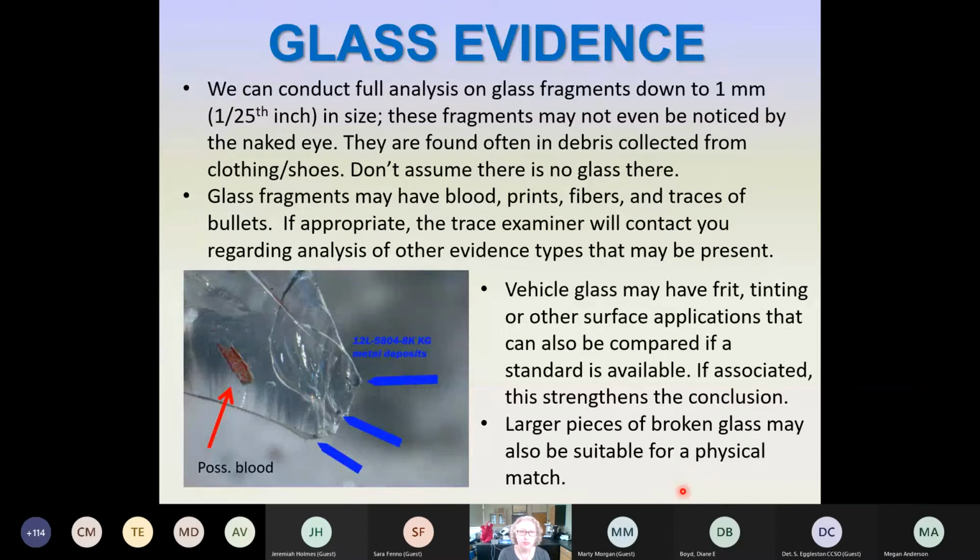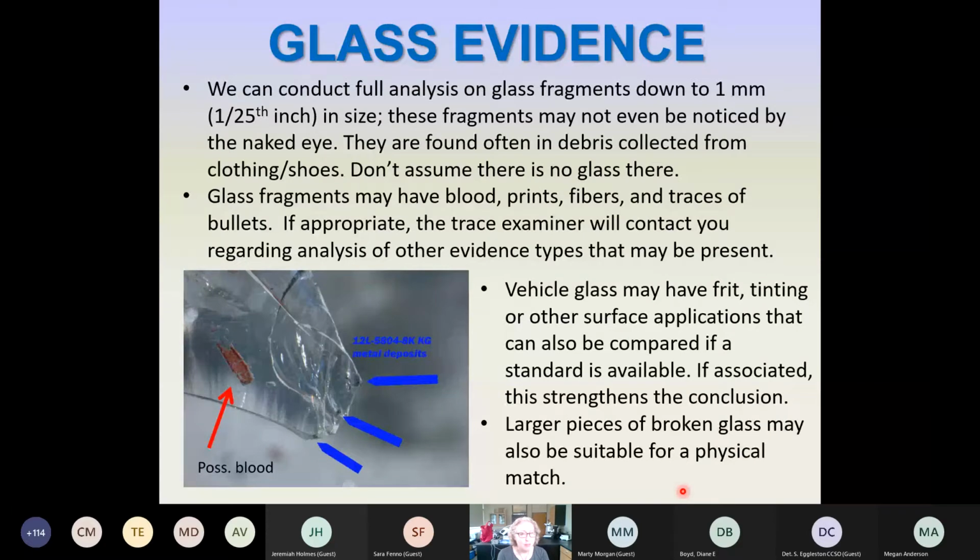So for those of you who prefer the inch system, that's about 1/25 of an inch. These fragments may not even be noticed by the naked eye, depending on the context. If it's a dark evening scene or the clothing is a loose weave and the glass particles have kind of worked their way into the fibers, the glass might not even be seen. So please don't assume that there is no glass there. We will do our due diligence in the laboratory to collect any debris on the clothing and then screen it under the microscope so we don't miss anything that is probative that may be there.